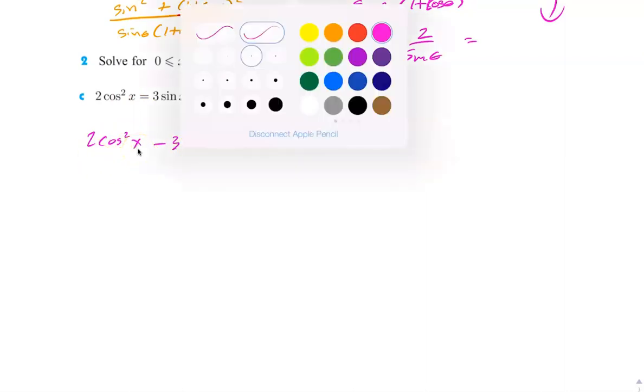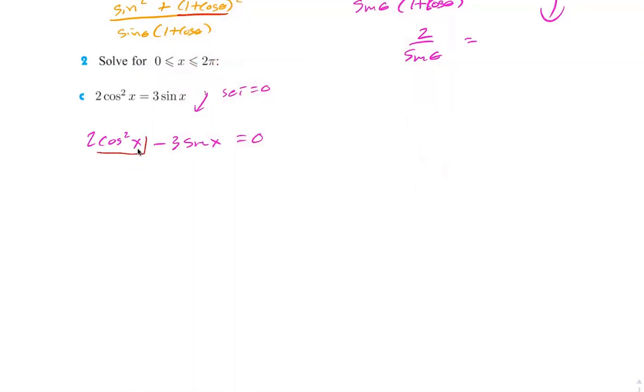What I can do though is change cosine squared. I have a sine, can't do anything there, but I can change cosine squared. Remember what cosine squared equals? 1 minus sine squared. So I'm going to write that there. So 2 times 1 minus sine squared x minus 3 sine x equals 0. Now let's distribute and see what we have. So I get 2 minus 2 sine squared x minus 3 sine x equals 0.